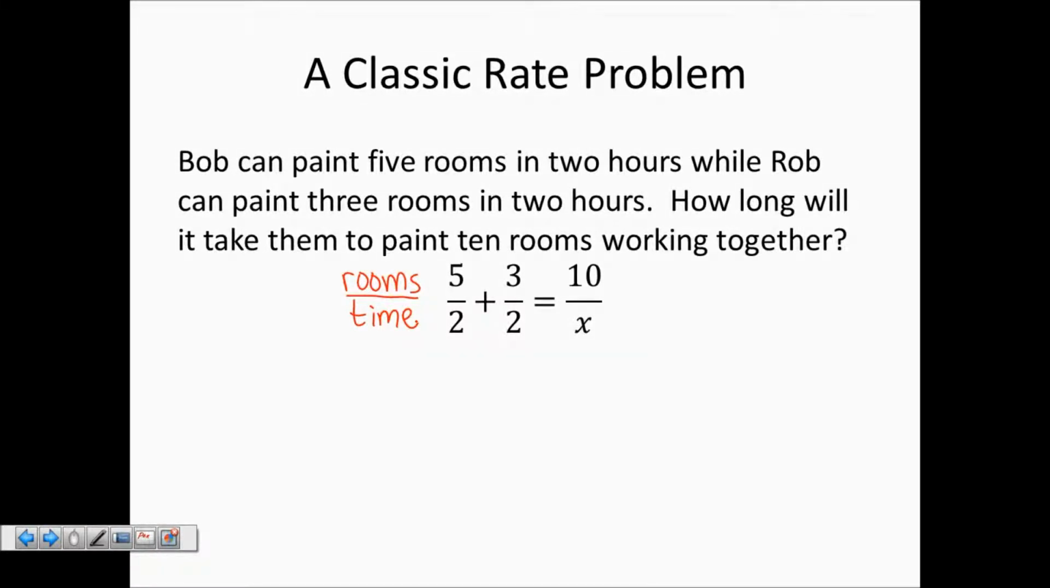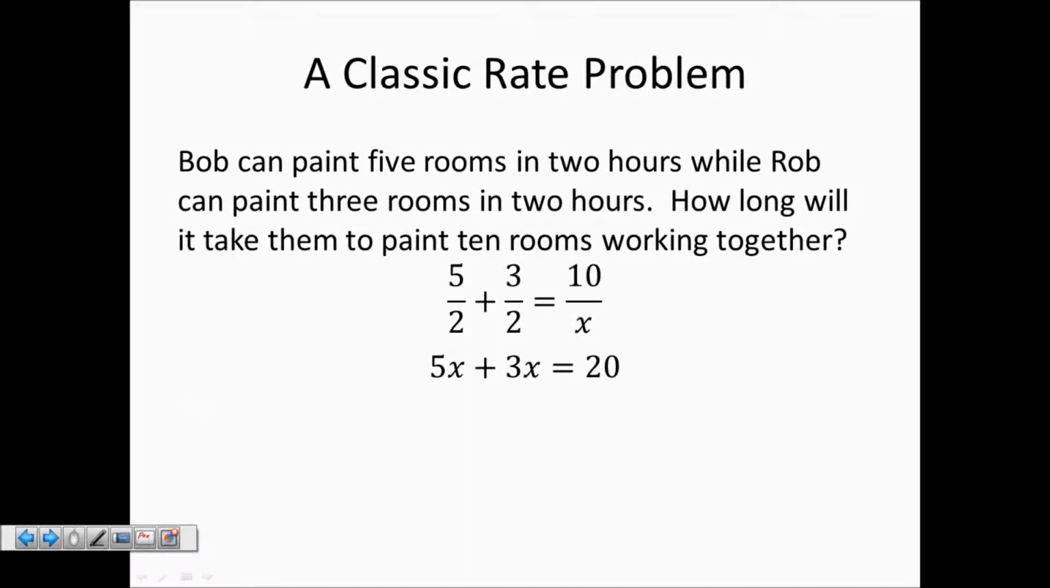So I can do this pretty easily no matter what numbers they give me. If they tell me that Bob can paint 5 rooms in 2 hours and Rob can paint 8 rooms in 4 hours, it doesn't matter. I'm always just going the number of rooms divided by the time. I'm creating a rate. And I set that equal to a rate for them working together. So how long will it take them to paint 10 rooms? Well, I know the number of rooms is 10, and I'm looking for how much time it's going to take. So here we have a rational equation to solve. Great example of the skill we're trying to do. And not too bad to solve for this.